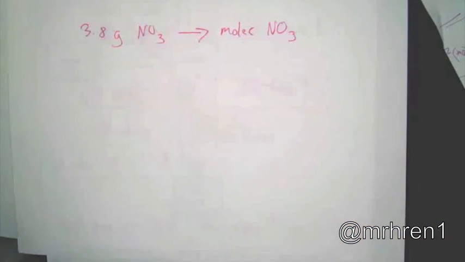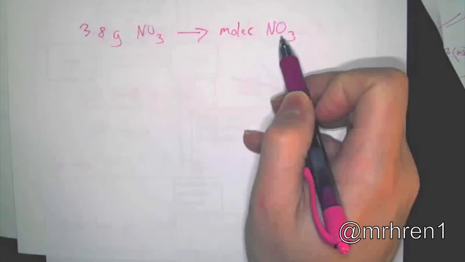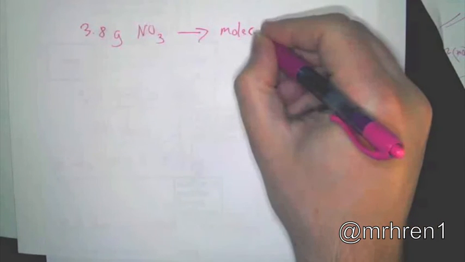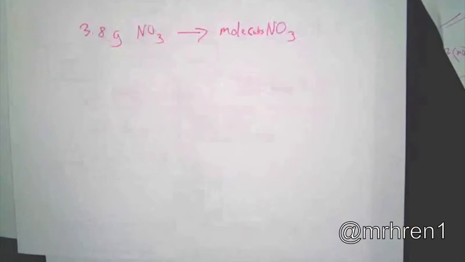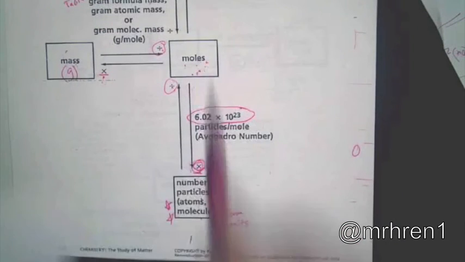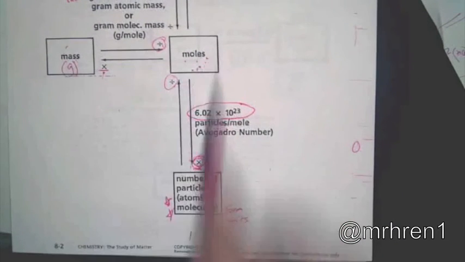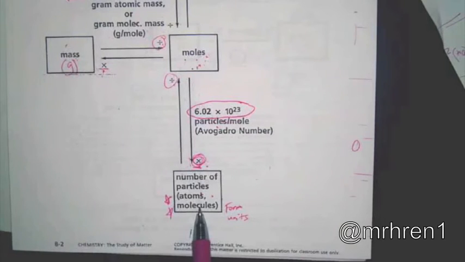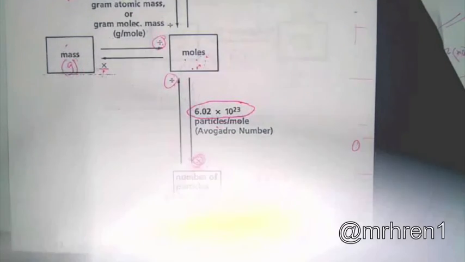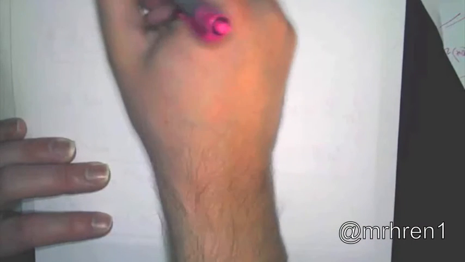So we're going to convert 3.8 grams of NO3 to molecules of nitrate. So grams all the way to molecules. Grams to moles to molecules. That's what we're doing. You set it up the same, 3.8 grams of NO3.